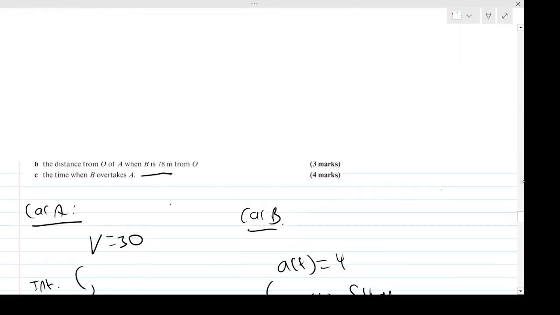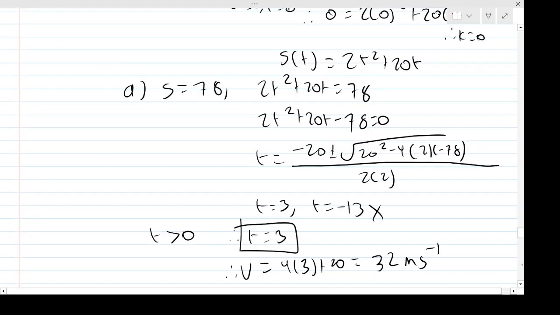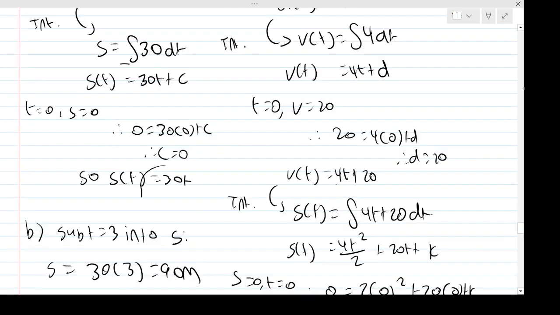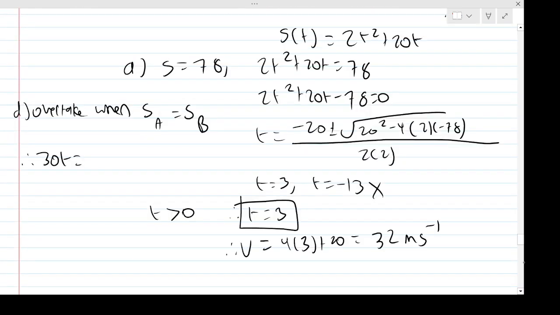There we are. Then for part C, it wants me to find the time when B overtakes A. So if you imagine at the point where the cars overtake, they're going to be at the same point then, aren't they? So that means, again, the displacements are equal. So they overtake when the displacements are equal. So the displacement of car A is equal to the displacement of car B. So therefore, well, the displacement of car A is again 30t. So 30t is equal to the displacement of B, which is here, 2t squared plus 20t.